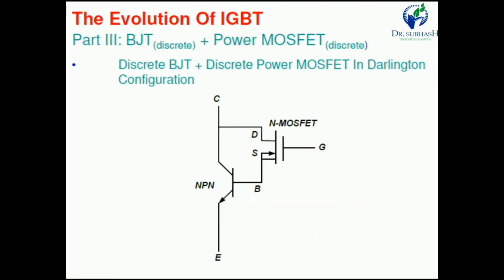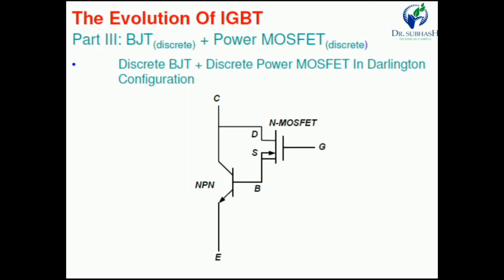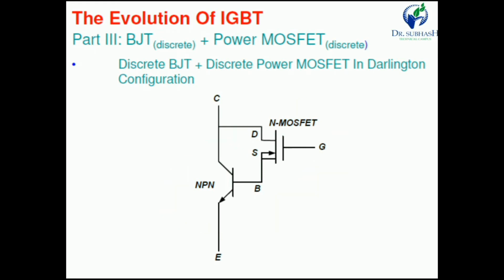In the evolution of the IGBT, the third part is the discrete BJT plus the discrete power MOSFET. Whenever we connect the BJT and the N-MOSFET, an NPN transistor and an N-MOSFET, using a Darlington configuration, this is known as the Darlington pair configuration, because the base of this transistor is connected to the source of this N-MOSFET. So this fundamental connection becomes the Darlington connection of the IGBT. These are the main parts of the evolution of the IGBT, part 3.